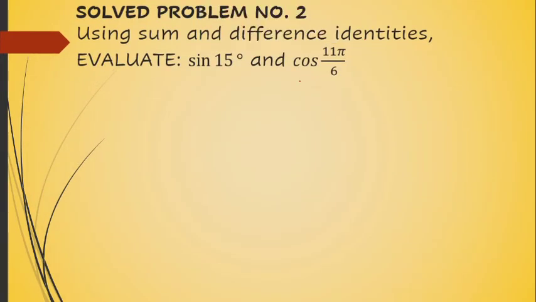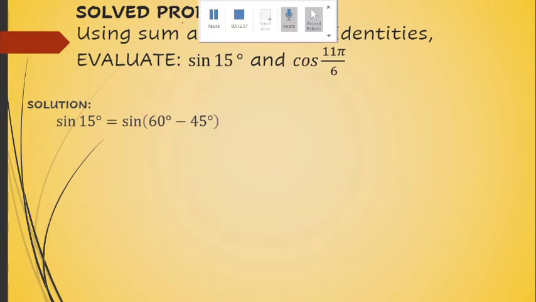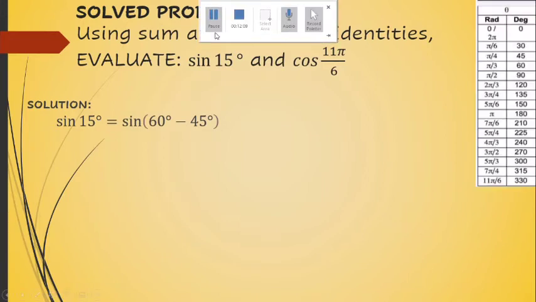Okay? So, solve problem number 2 using the sum and difference identities. Evaluate sine of 15 degrees and cosine 11 pi over 6. So, solution. So, sine 15 is equal to. You are going to find, syempre, sum and difference po. So, from the table of values. Wait a minute. Okay, so balik tayo.